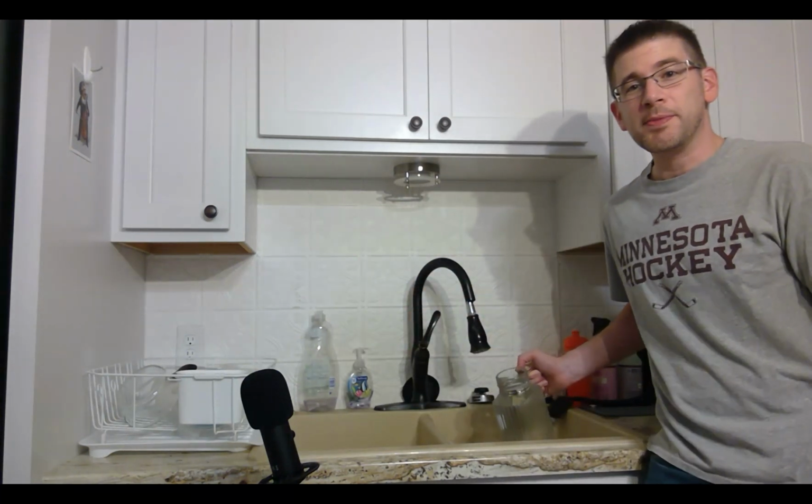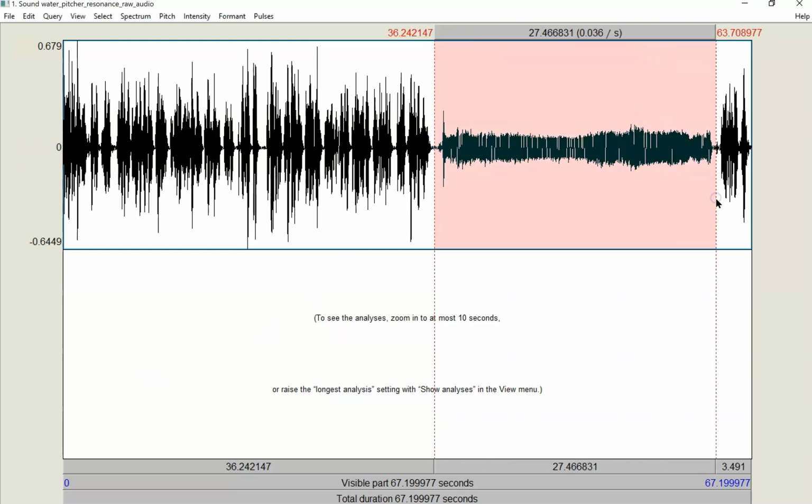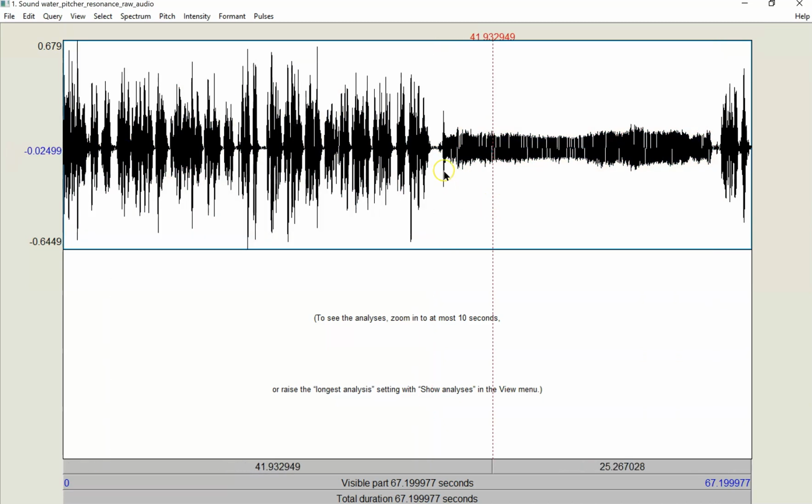Let's take a look at the spectrum of the sound to see if it worked. Okay, here we are looking at the recording of the video I just made at the sink. And I'm going to zoom into this part right here, because this is the part that corresponds to the water flowing into the pitcher. The rest of it is just me talking.